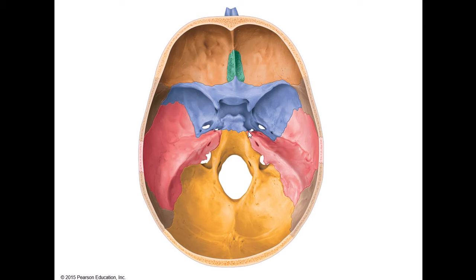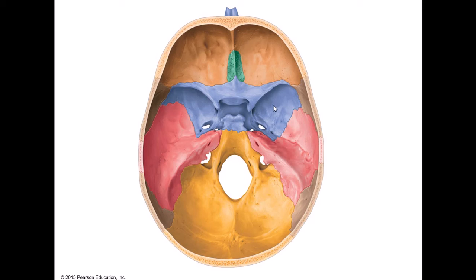Go to the tip of the petrous portion right here, and there's a hole right in front, right above my cursor there. That is called the foramen lacerum. Foramen lacerum. The internal carotid artery actually goes over that hole.